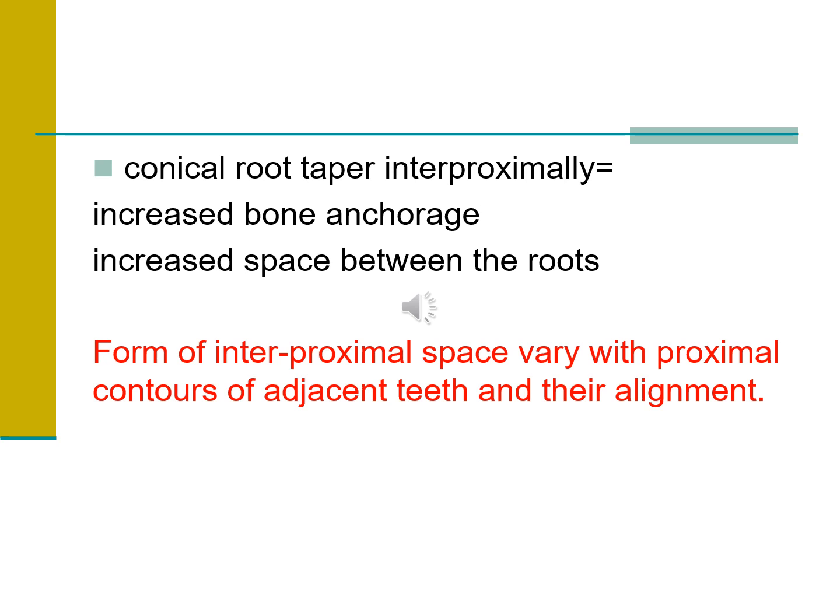The form of the interproximal space will vary with the proximal contours of adjacent teeth and with their alignment. So, proper contact and alignment of the adjacent teeth is essential to provide enough space between them for a normal bulk of gingival tissue to be attached to bone and to the teeth.